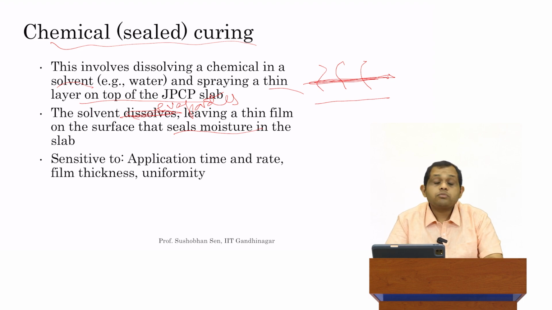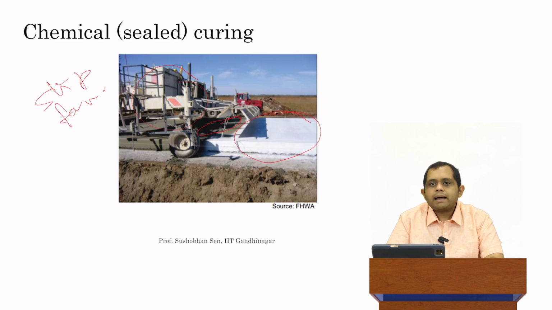Now, chemical curing is a very nice technique. It's been shown to be very effective, but there are many question marks on a variety of choices which can be made and their effect on the effectiveness of chemical curing. So, for example, the application rate and time. In this picture over here, the application rate would be how many milliliters of the chemical is being sprayed per second. And then what is the application rate? In other words, how fast is the slip form paver moving?